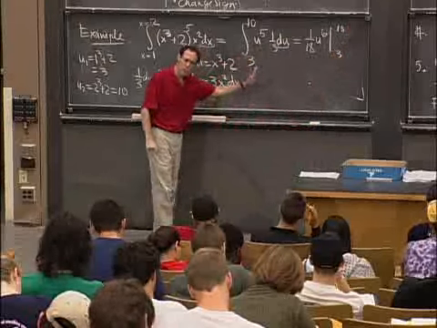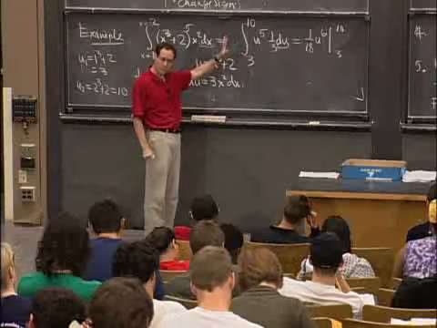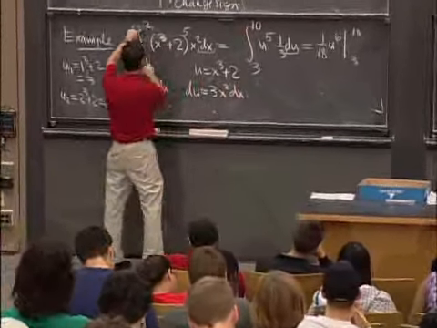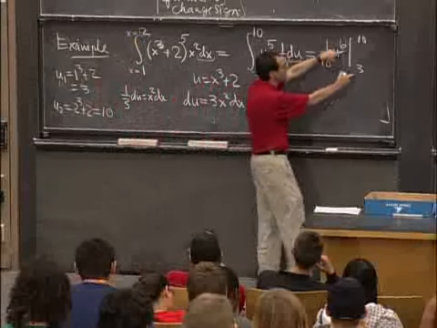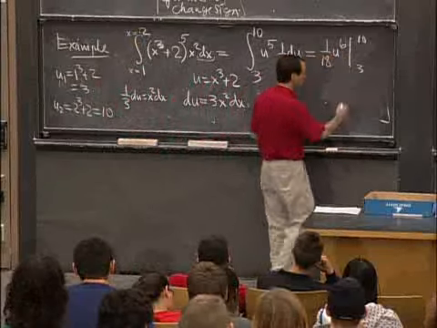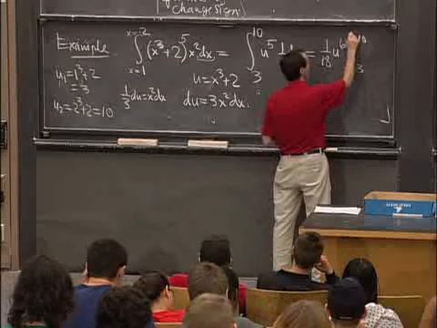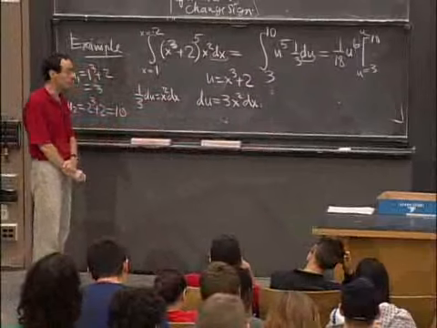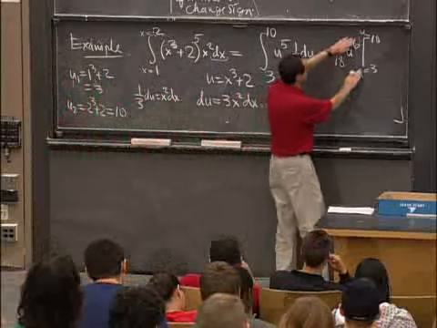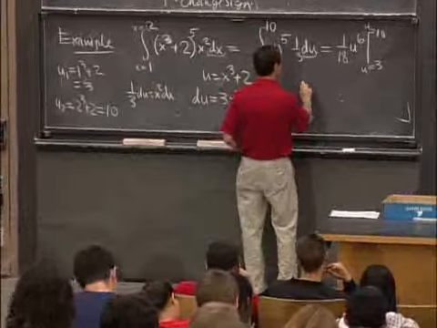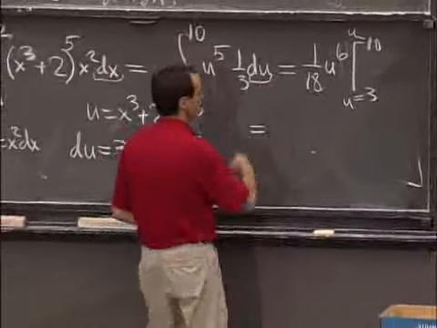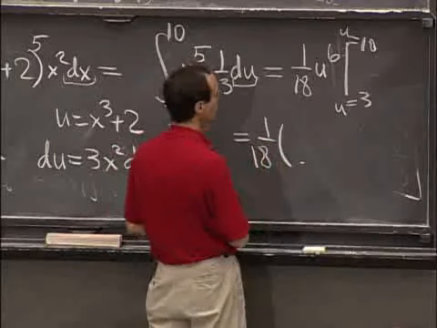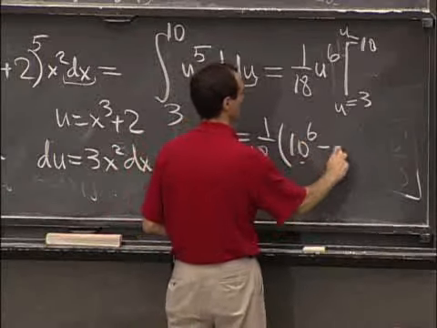And this is where the most common mistake occurs in substitutions of this type, which is that if you ignore this and you plug in these 1 and 2 here, you think, oh, I should just be putting in 1 and 2. But actually, it should be the u value that we're interested in. And the lower limit is u equals 3, and u equals 10 is the upper limit. All right, so those are suppressed here, but those are the ones that we want. And so here we go. It's 1/18 times some ridiculous number, which I won't calculate, 10 to the 6th minus 3 to the 6th.